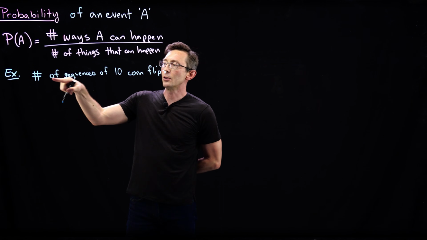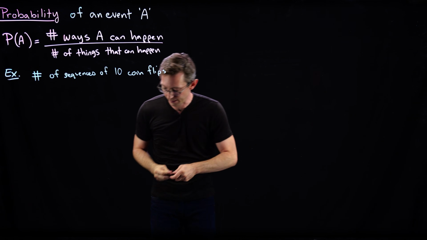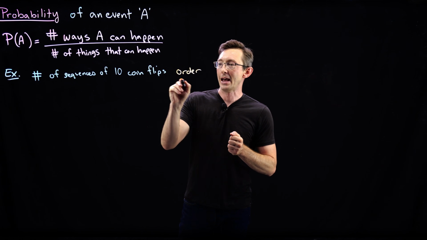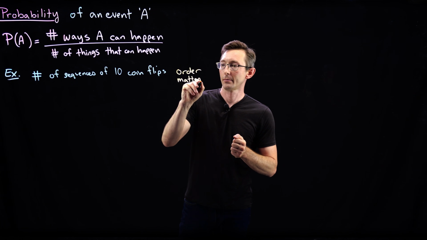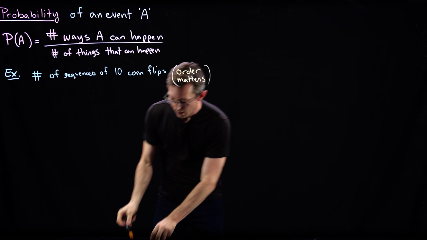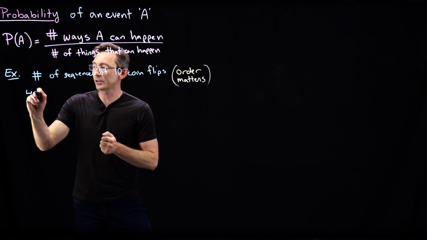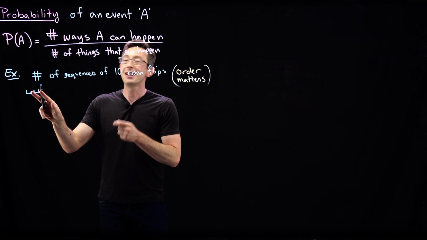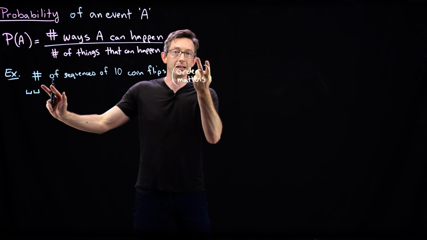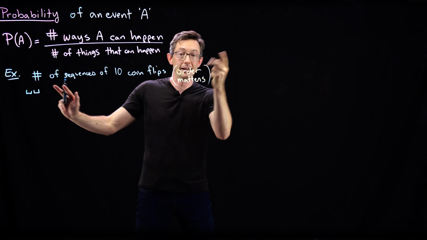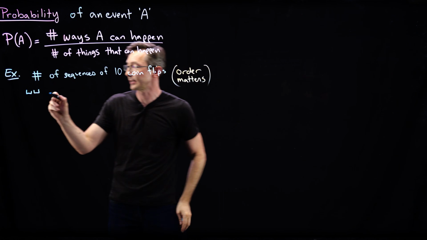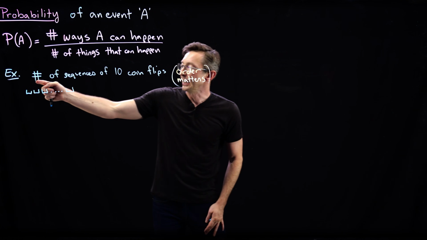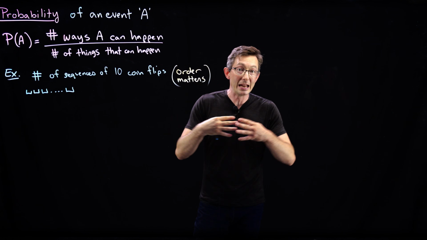I said number of sequences. This means that order matters. I'm going to make a little note of that. We'll come back to that in a minute. But that means that if my first coin flip is a heads and my second is a tails, that's different than tails heads. Heads tails is different than tails heads. Order matters in sequences. And so let's say I have 10 coins. Each of these coins is independent.